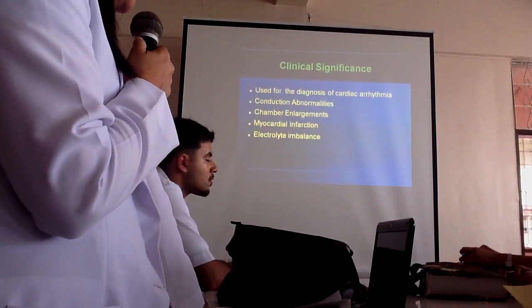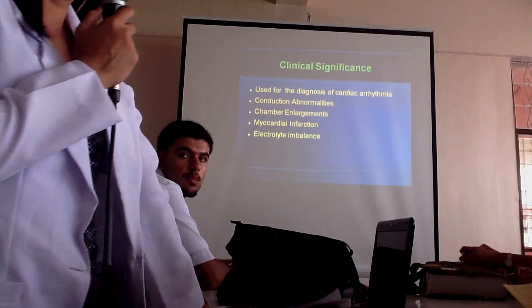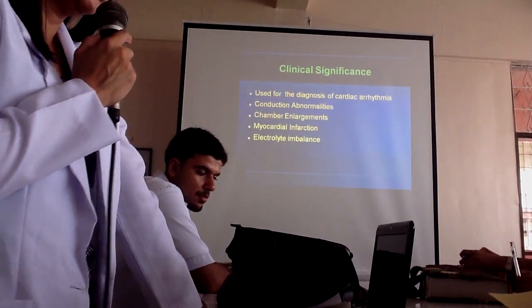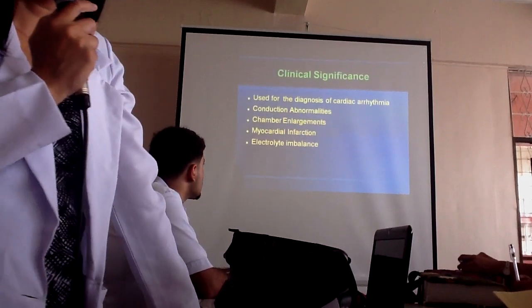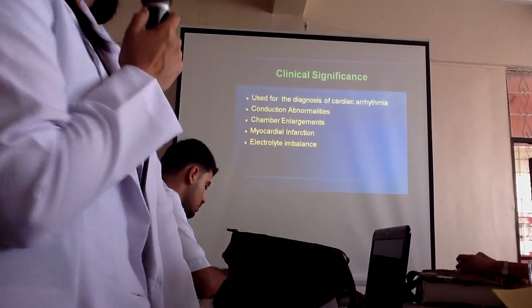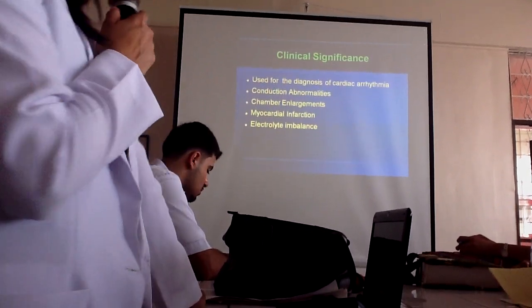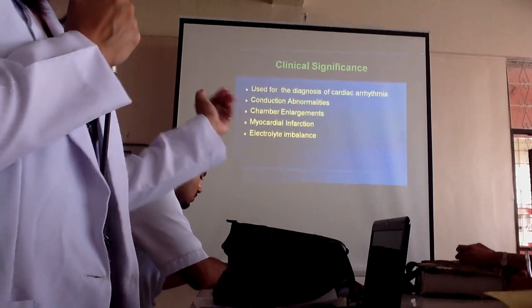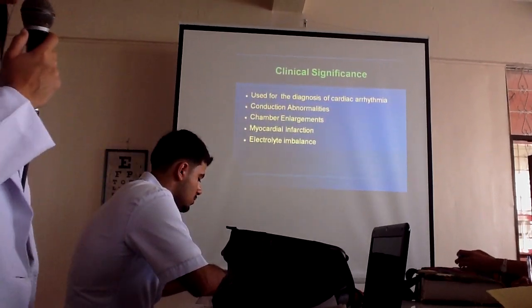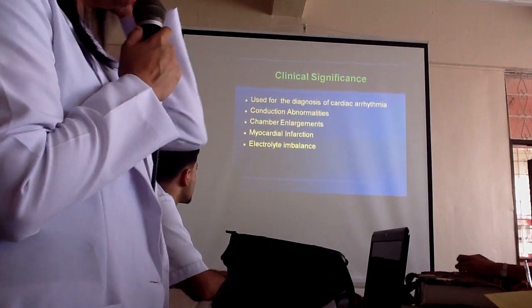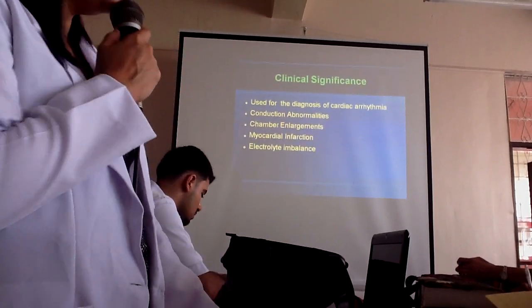So, the clinical significance of your ECG, basically it is utilized to identify cardiac arrhythmias. Arrhythmia being what? Being irregular rhythm, okay? Or abnormal rhythm. You have conduction abnormalities like your AV blocks. You have chamber enlargement like your hypertrophies, your enlarged ventricles. You have myocardial infarction or what we know as heart attacks, okay? And electrolyte imbalance like hyperkalemia or hypokalemia.